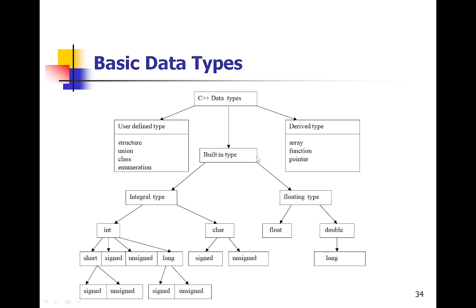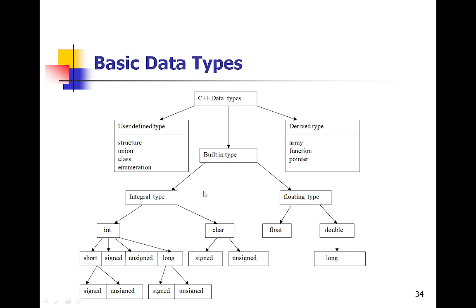So if you want, you can draw this diagram in your notebook. Usually C++ data types can have three different types: user-defined types, built-in types, and derived types. User-defined types means structure, union, class, enumeration. These are all the things that come under the user-defined data types.